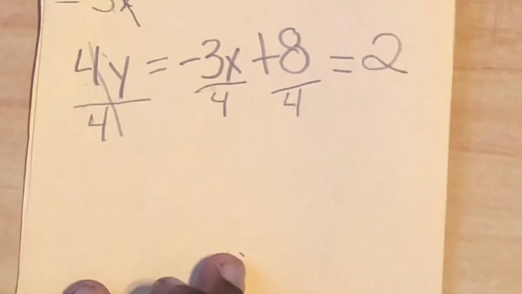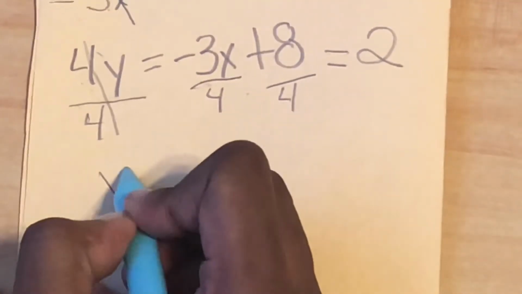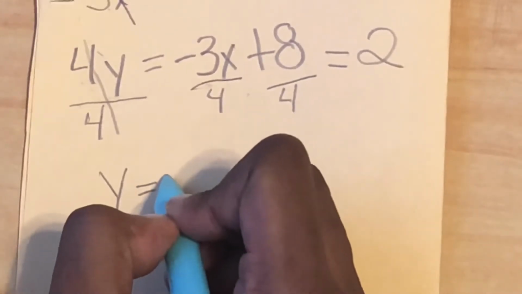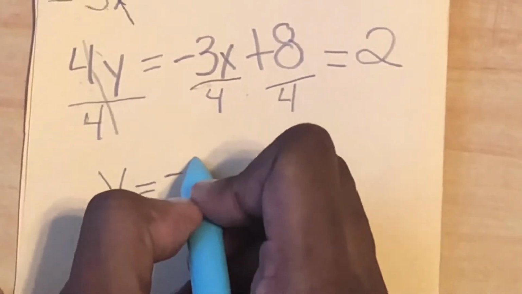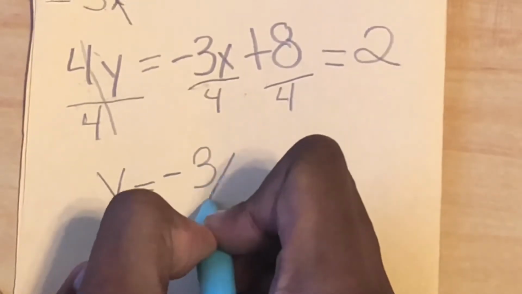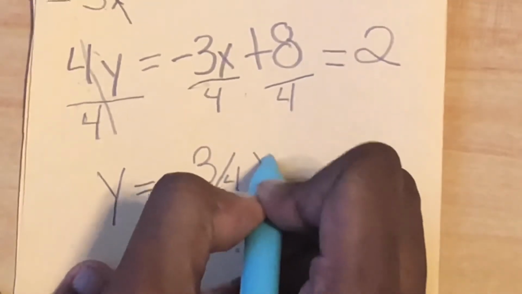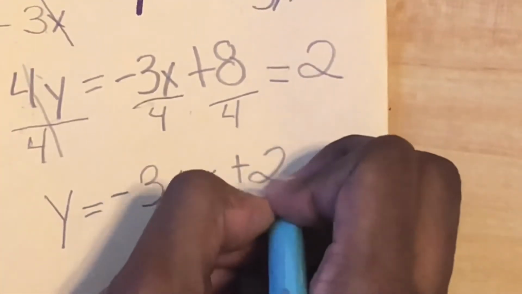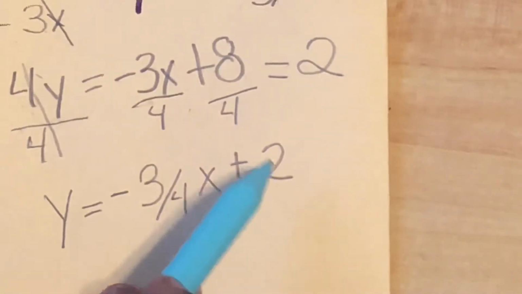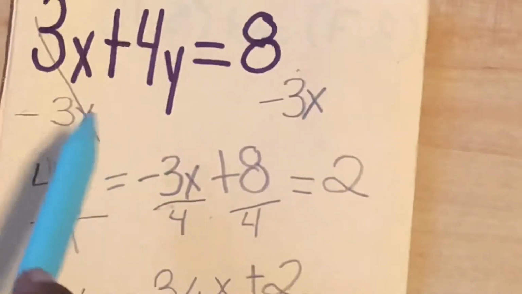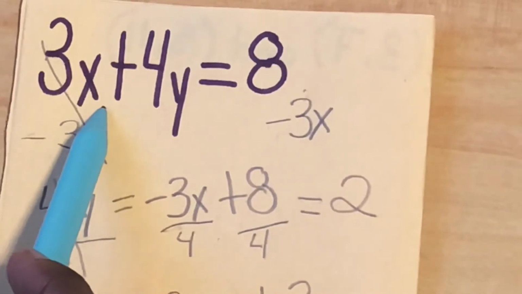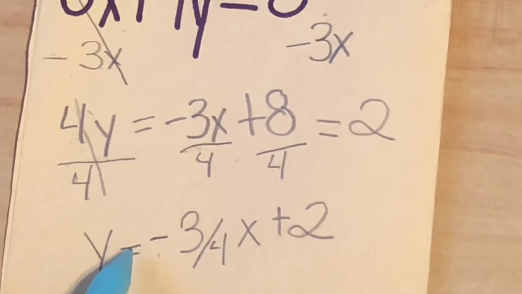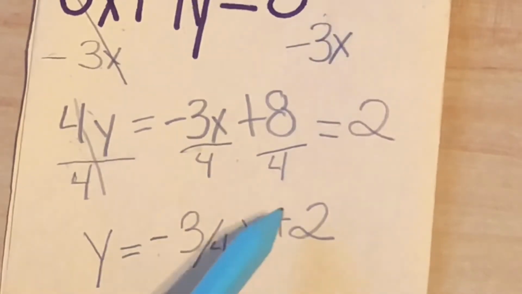So I'm going to rewrite my equation now. So now we have y, because we don't need to write the 1, equals negative 3/4, so 3/4 x plus 2. So this would be our new equation. So we went from standard form all the way to slope-intercept form, or y equals mx plus b.